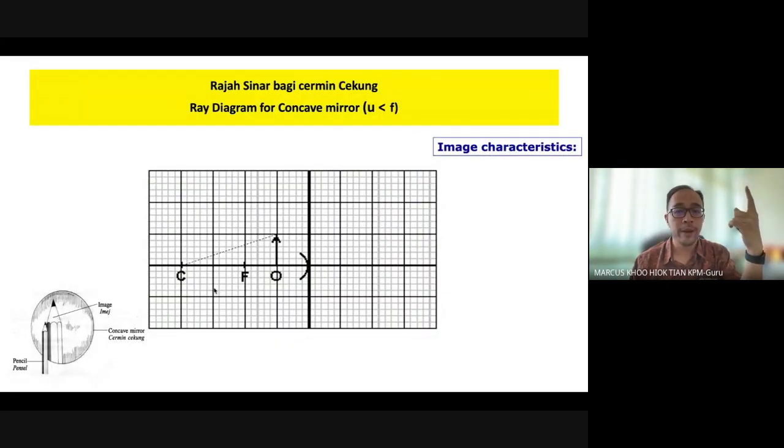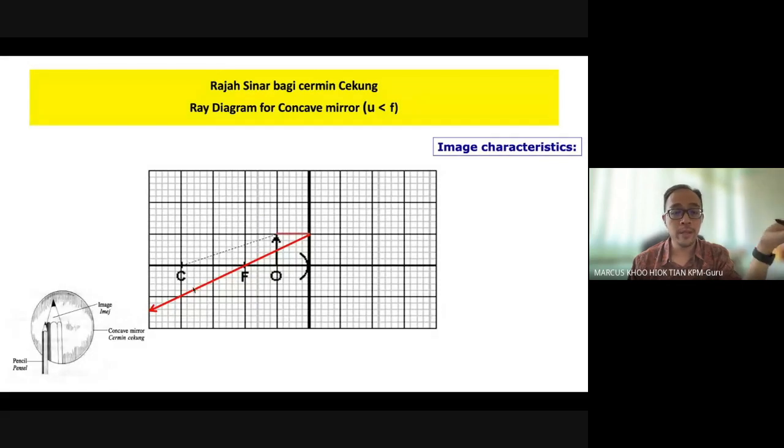First line is parallel. Again, draw the pole, people. First line is parallel. Actually, the pole is given to you. Why should I bother to draw the pole? Okay, don't forget to draw the pole, I mean if they're not given. Okay, parallel and then reflect to F.